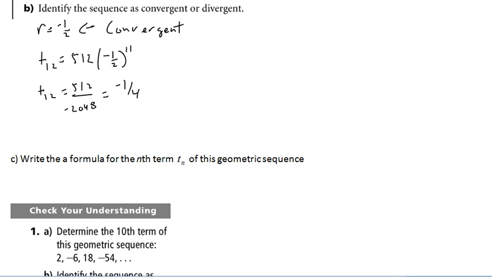Okay, and this wants us to give a formula for the nth term. So Tn, we'll start with our 512, and then we're going to take negative a half to the power of 1 less than n. Right, because if we multiply by negative a half once, that'll get us to T2. So if n is 2, that T2 would mean n minus 1 here. We'd multiply by negative a half once.